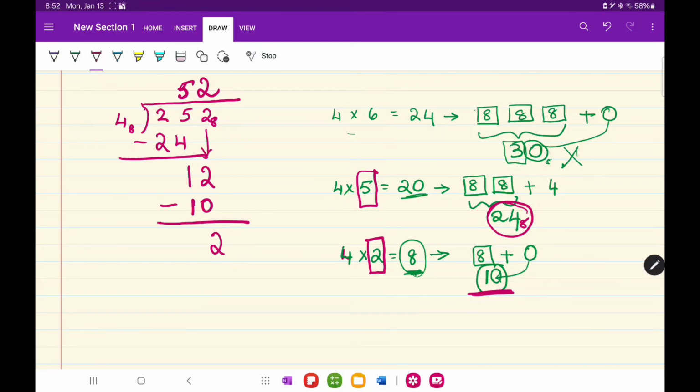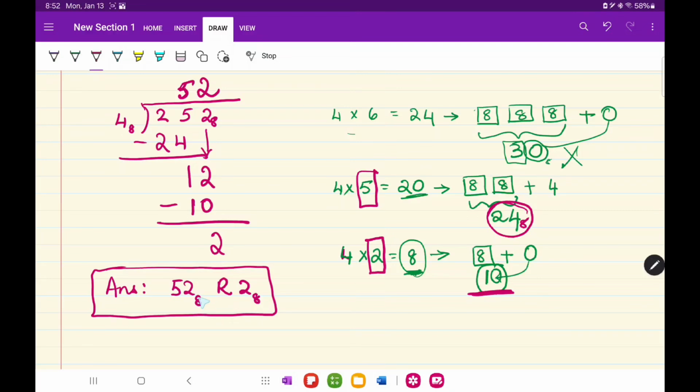So again, the final answer is written like this. The answer is the quotient first, so 52 base 8 with a remainder of 2 base 8, all right? So this is the correct way of writing the answer, indicating the base as a subscript, all right?